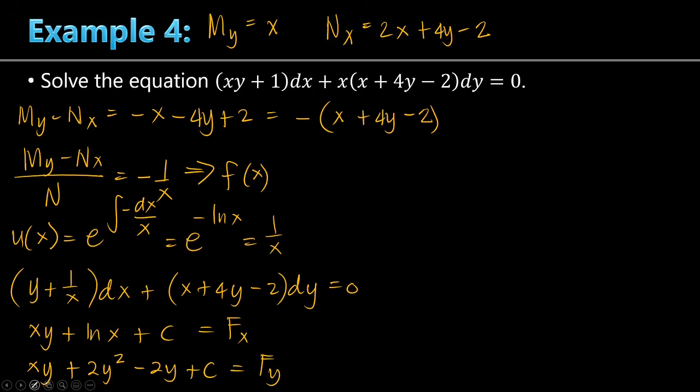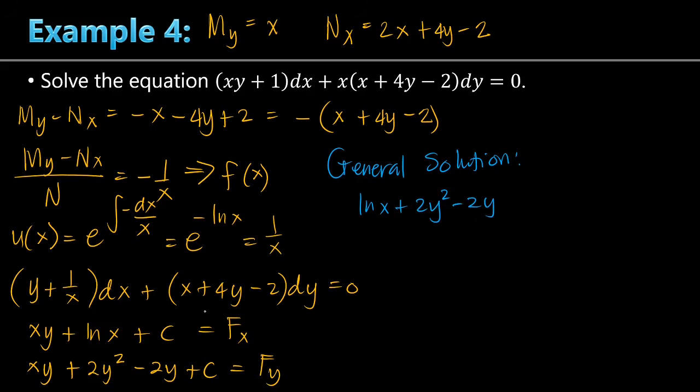Okay? So, for the general solution, let's get the function that is purely in terms of x. Ito yon, ln x. And then, yung purely in terms of y, ito, 2y squared minus 2y. And then, yung term na common sa kanilang dalawa, xy. So, ln x plus 2y squared minus 2y plus xy is equal to c. So, that's it. This is now our general solution. Ayan. Diba? So, madali lang.